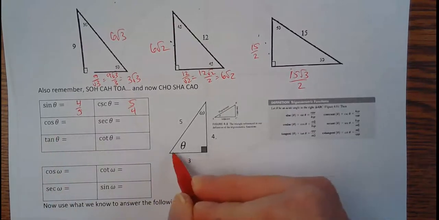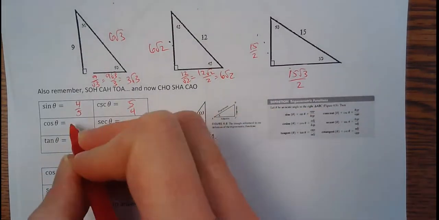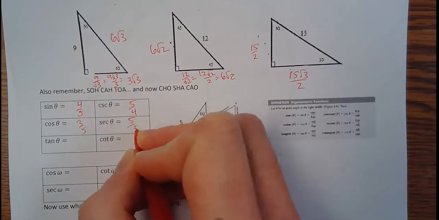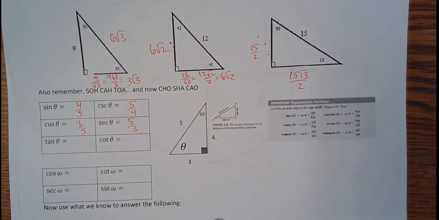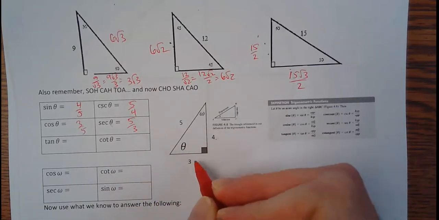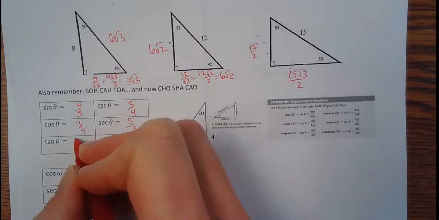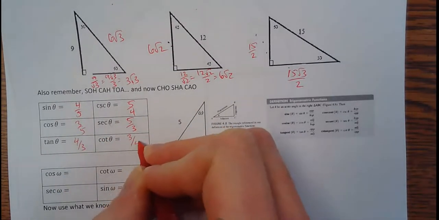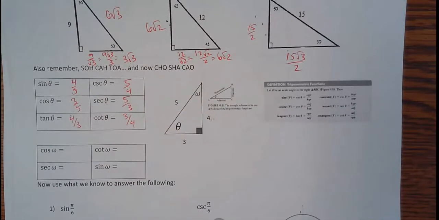Cosine is adjacent over hypotenuse, so it'd be 3/5. Secant, 5/3, flip it over. Then tangent is opposite over adjacent, so it'd be 4/3. The cotangent is going to be 3/4. Let's just flip it over. Just flip that guy over.